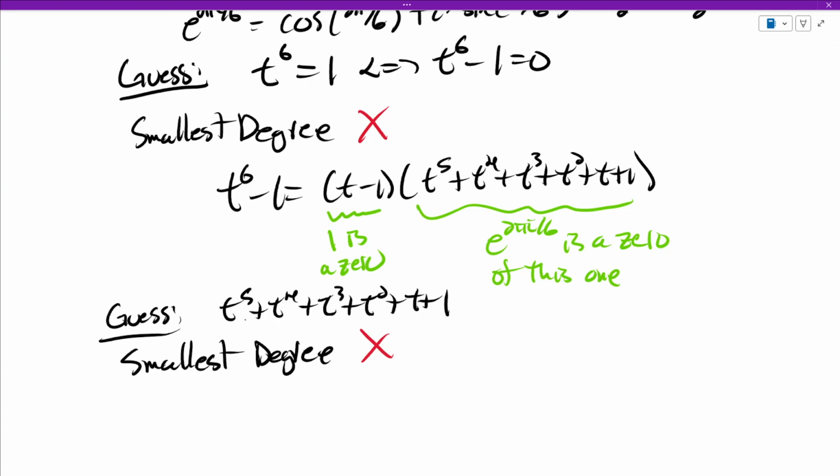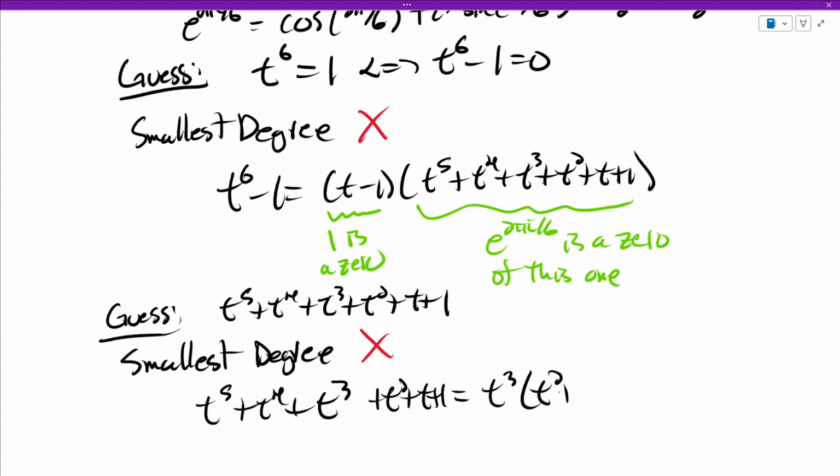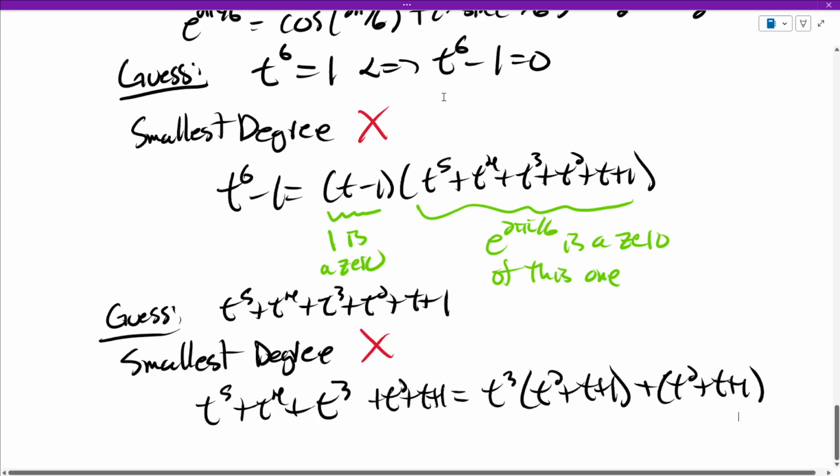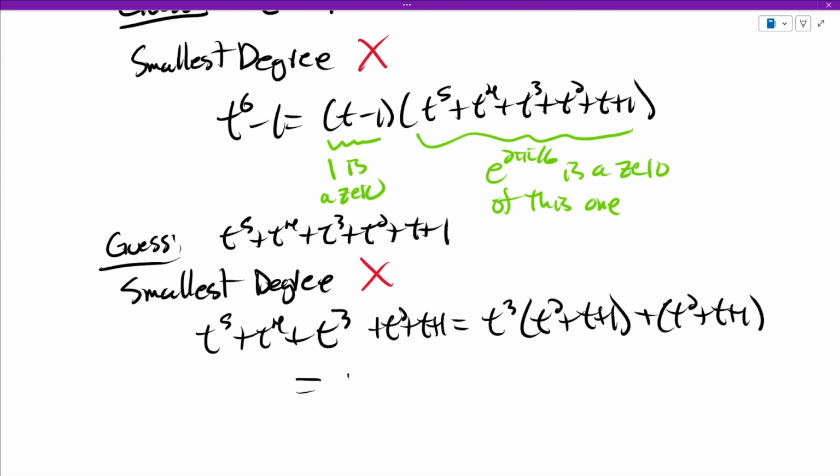But although it's still monic and it still has it as a root, you would be wrong because actually this factors. So let's factor it. t to the 5th plus t to the 4th plus t cubed plus t squared plus t plus 1. I'm going to pull out the t cubed from the first terms, and then I'm just going to group the last three terms together. And then what do we get? We get t squared plus t plus 1, and then t cubed plus 1.